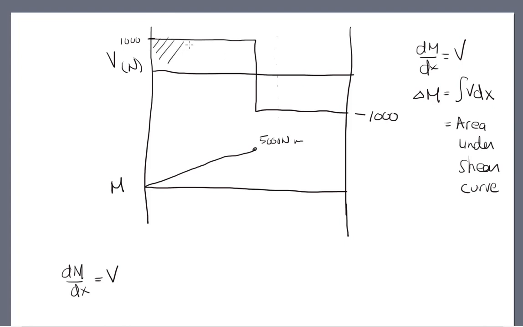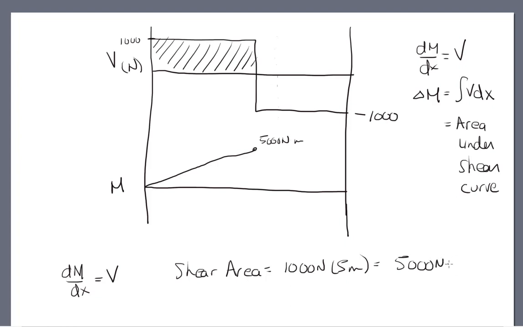Also, the area under the curve is 1,000 times 5 meters, right? Shear area equals 1,000 newtons times 5 meters equals 5,000 Newton meters. Well, that's what we're at here based on the slope, so we're getting the same answer. Okay, well, what about this here? Well, this is negative area, right? So it's negative 1,000 times 5 is negative 5,000. So now we come down negative 5,000.